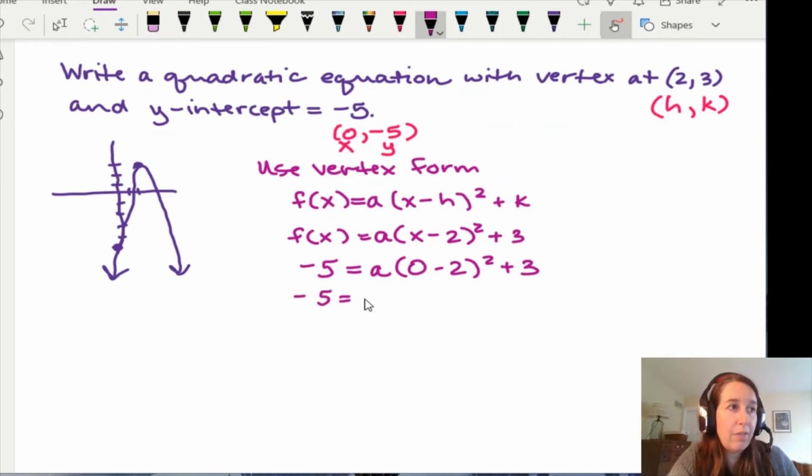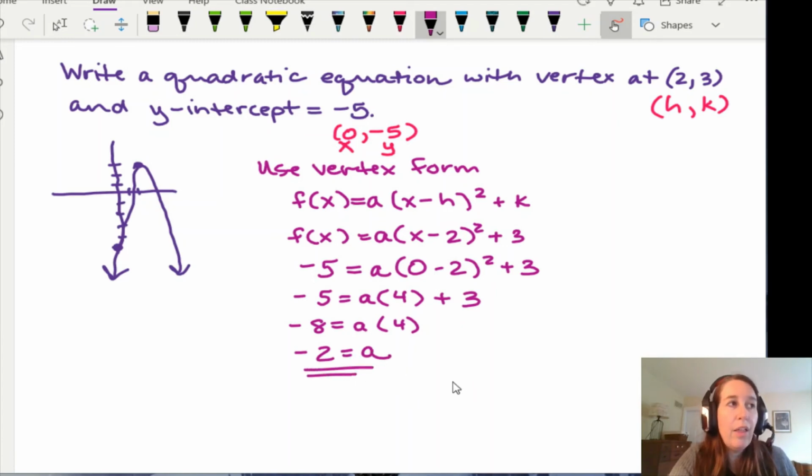So that would be -5 equals a times, what is that? (0 minus 2) squared is 4, and then add 3. To solve for a, we need to first subtract the 3 over, so that's -8 equals a times 4. And then divide both sides by 4, so -2 equals a. Okay, that actually is enough information for us to write the equation in vertex form. So we have f of x is equal to -2 times (x minus 2) squared plus 3.